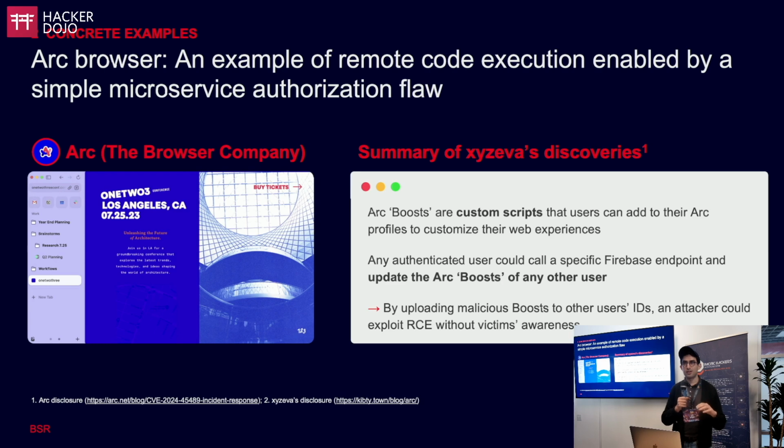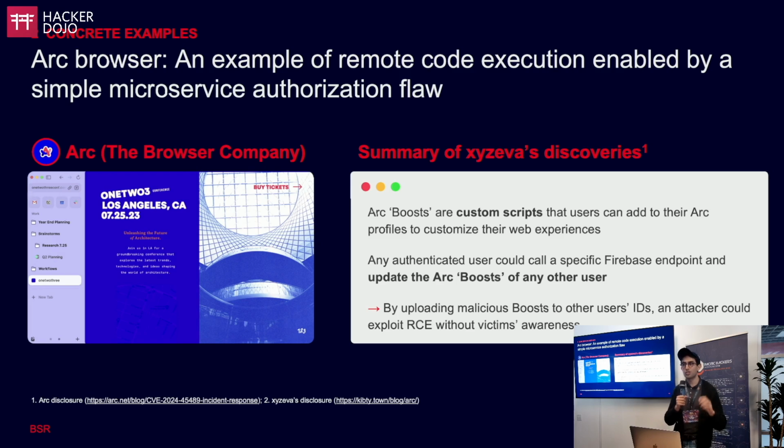Now, what's difficult is that Arc is meant to be consistent across your different devices. So if you're on your laptop, if you're on your mobile phone, you can log into your Arc profile and have access to all of the boosts that you've uploaded so far. Those boosts, as a result, need to be stored somewhere, and they were stored on a Firebase DB. And what's tricky is that when you uploaded your boost to your profile, there was no validation, no authorization step to prove that you should be authorized to store that boost to that profile.